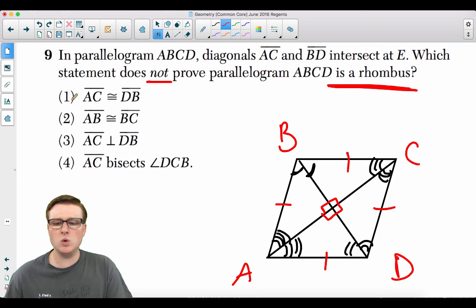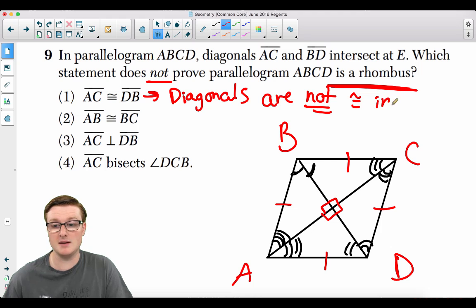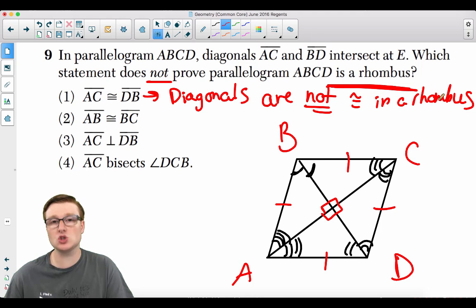Okay. Choice 1 says that AC is congruent to DB. That's showing the diagonals. Are the diagonals congruent in a rhombus? No. Diagonals are not congruent in a rhombus. That's actually the property of a rectangle and a square, but it's not the property of a rhombus. So that would be your answer.